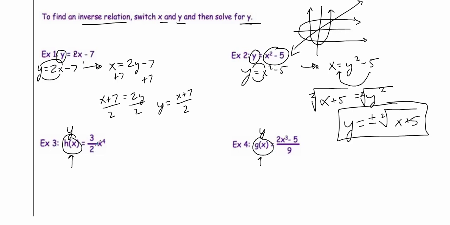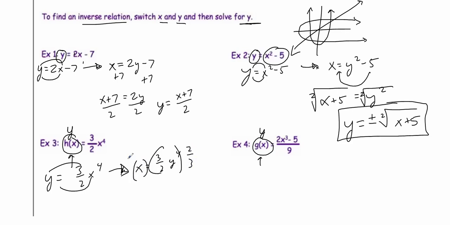Okay, example 3, I have y equals, not h of x, I'm going to change it into y, 3 over 2 x to the 4. Now I'm going to switch my x's and y's around. x, y there, boom. x equals 3 halves y to the 4. Great. Now I'm going to multiply by the reciprocal, which is 2/3.